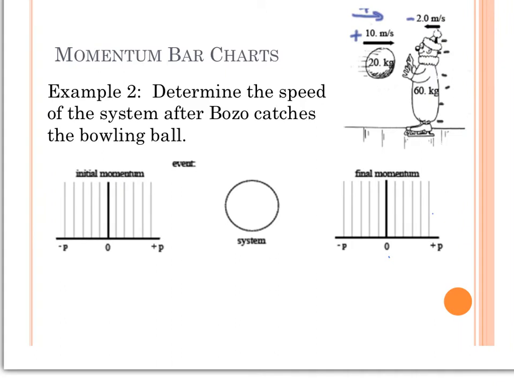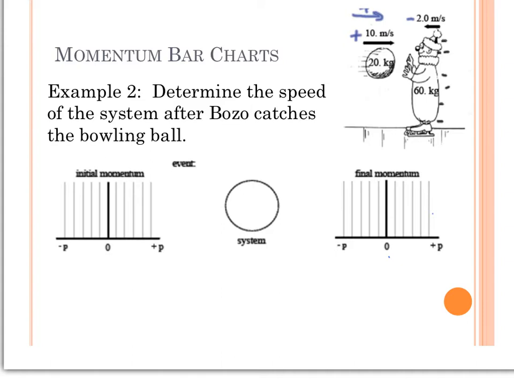In this second example, we're going to look at how you tell the difference between when you want to use conservation of momentum to answer a problem and when you want to think more in terms of impulse, one object in the system, one out. In this first part of the problem, we've got Bozo catching a bowling ball. And we've got two objects. They're both moving. We know velocities and masses for both of them.